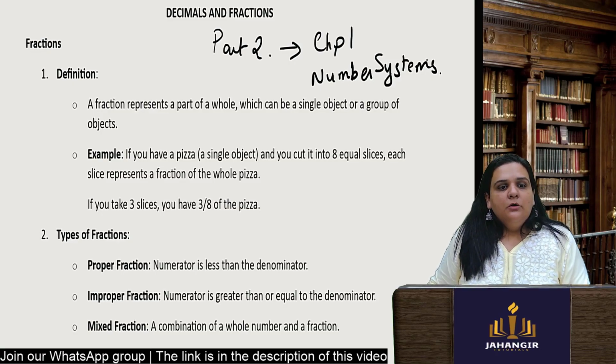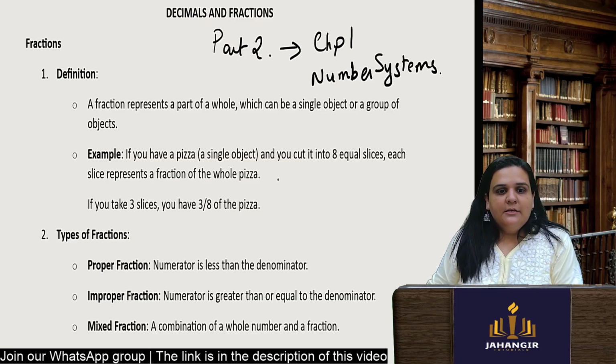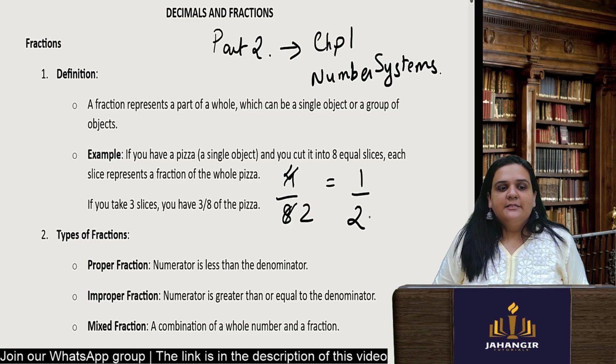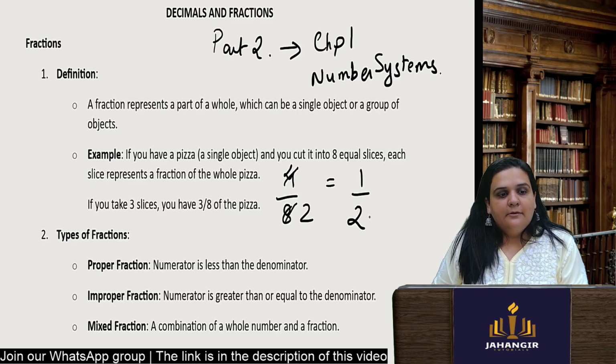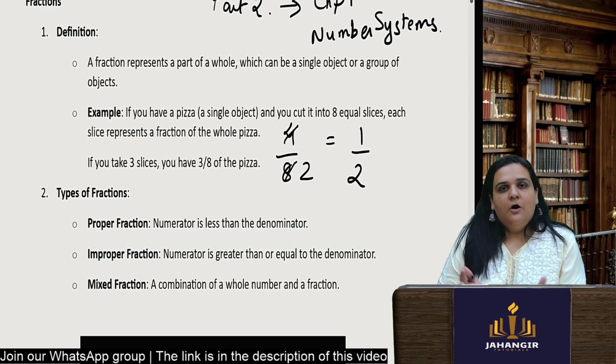A fraction is nothing but a part of a whole. Say we have a pizza and we cut that pizza into 8 equal parts and we eat 4 and 4 is left. So 4 by 8, which in simplest form is 1 by 2, that means half. Half is eaten, half is left. If I eat 3 slices, I'll say 3 by 8. 2 slices, 2 by 8. A fraction is nothing but a part of the whole of the object.